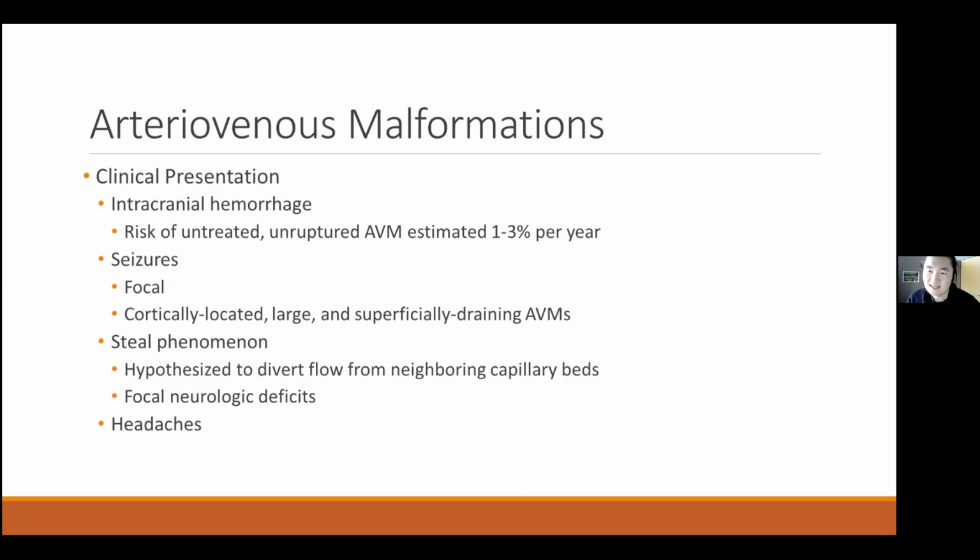They can also present as focal onset seizures, especially if the AVMs are larger and cortically based. And thirdly, they can potentially exert what's hypothesized as a steal phenomenon, where you're getting all this high arterial flow into these large feeding arteries without much resistance, and it's diverting blood away from neighboring capillary beds. And this is thought to maybe play a role in some folks who have focal deficits. And finally, as is the case with all of neurology, headaches are pretty common, as one might expect.